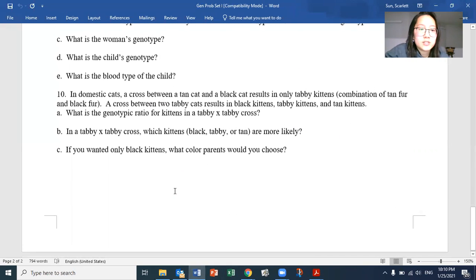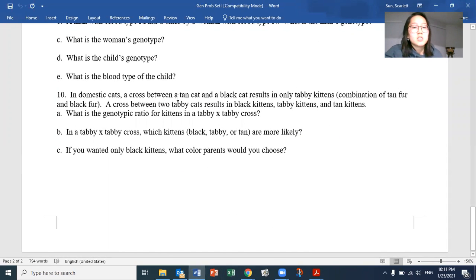And in our last question, in domestic cats, a cross between a tan cat and a black cat results in only tabby kittens, right? The tabby kitten is a combination of tan fur and black fur, which means both are showing, right? Not blended, both are showing. A cross between two tabby cats results in black kittens, tabby kittens, and tan kittens. First off, in part A, what is the genotypic ratio for kittens in a tabby-tabby cross?